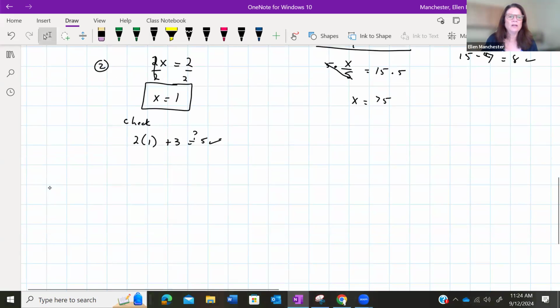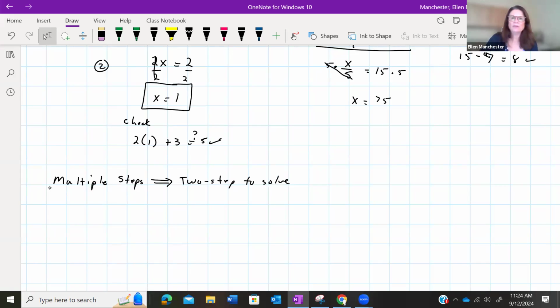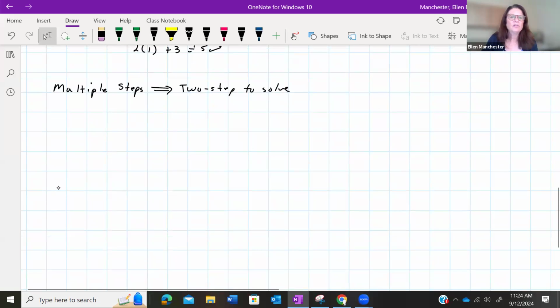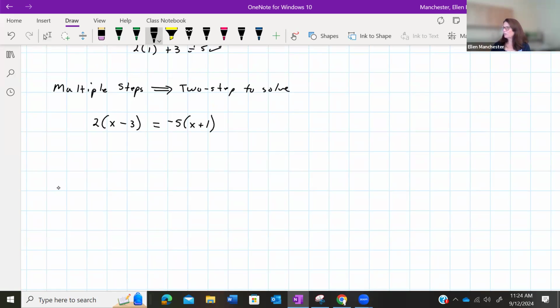Now what we're going to do is add some layers. So this is multiple steps. But remember, it's all to go back to your 2-step equation to solve. That's the goal. You want to take it back to that 2-step equation to solve. All right, so here we go. 2 times (x minus 3) equals -5 times (x plus 1). Okay, so now we have multiple steps. All right, but again, the goal is to get it back to where you have 2 steps.